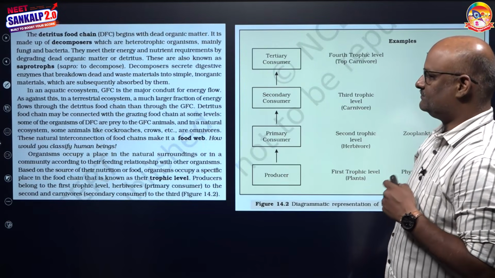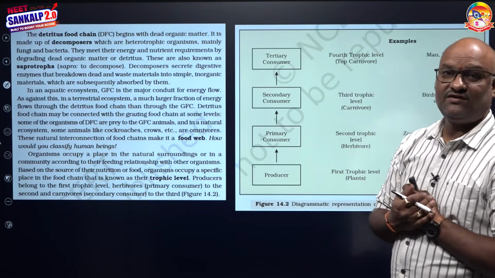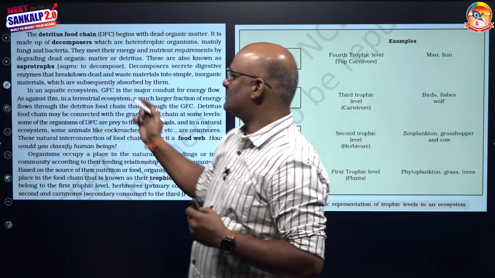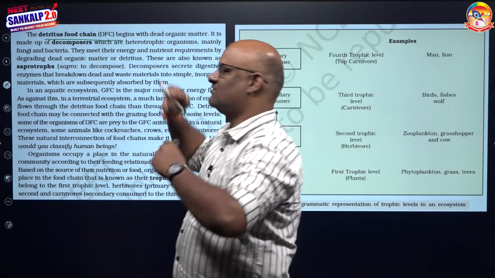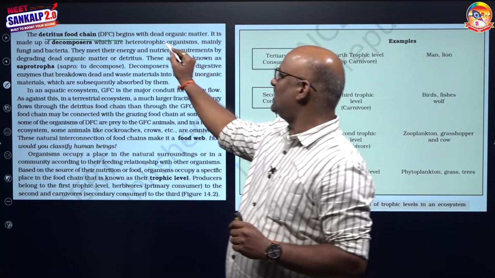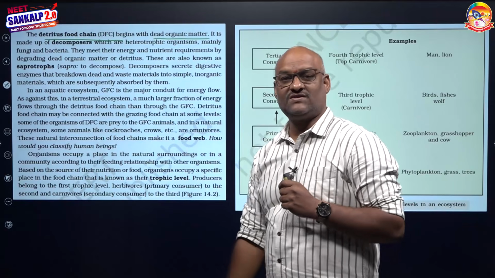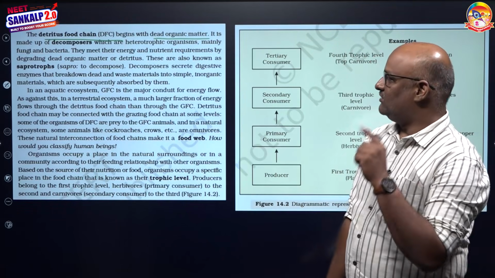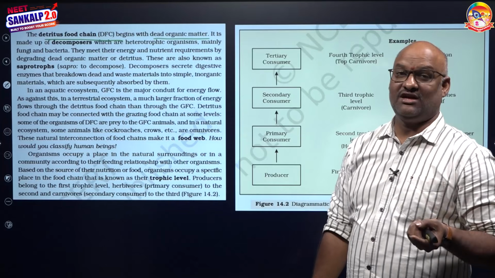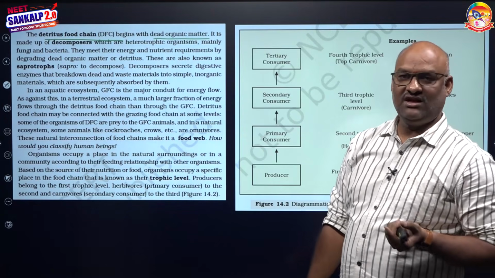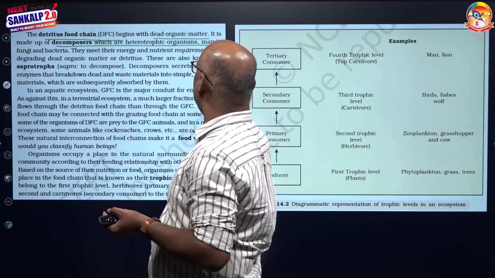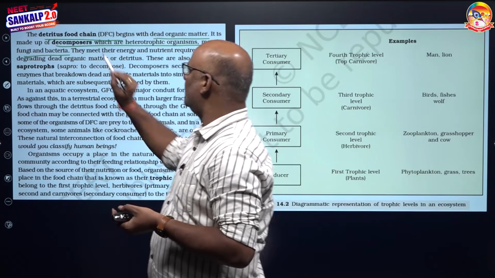Right. Now, in the food chains, we have two different types of food chains. The first one is the detritus food chain. What is the detritus food chain? Detritus food chain, DFC, begins with dead organic matter. Detritus is eaten away by the detritivores and the food chain gradually continues. Now, it is made up of decomposers, which are heterotrophic organisms, mainly fungi and bacteria.